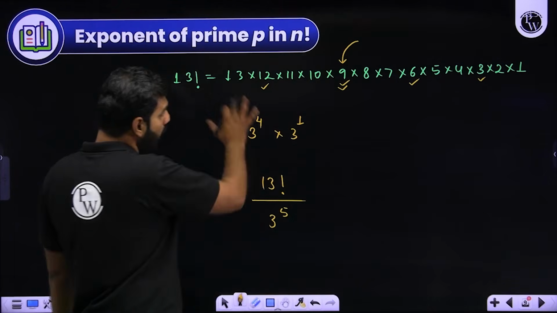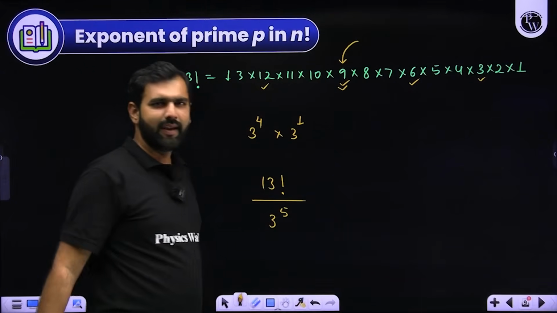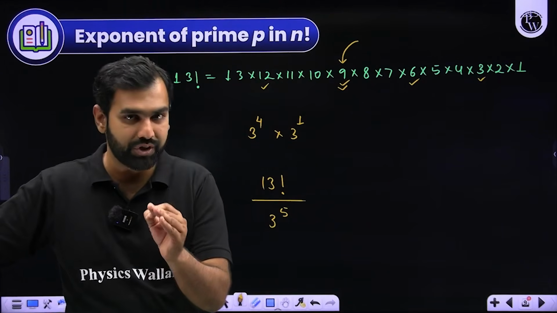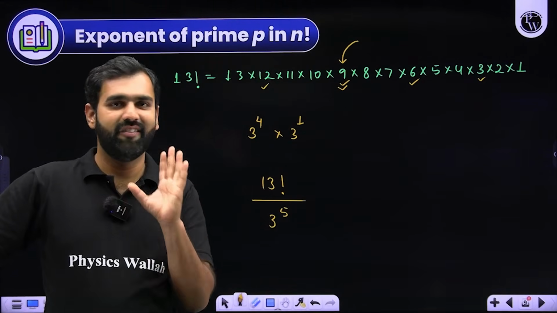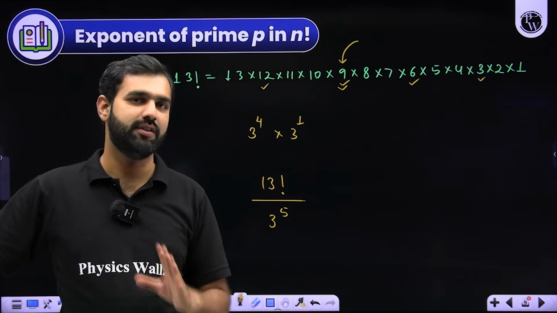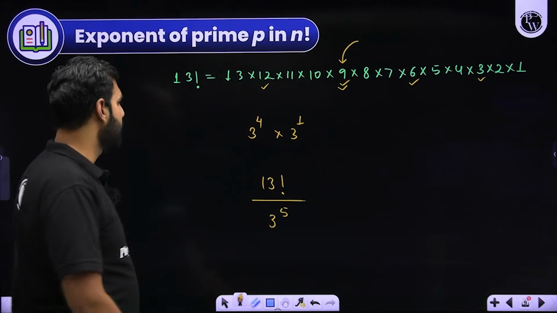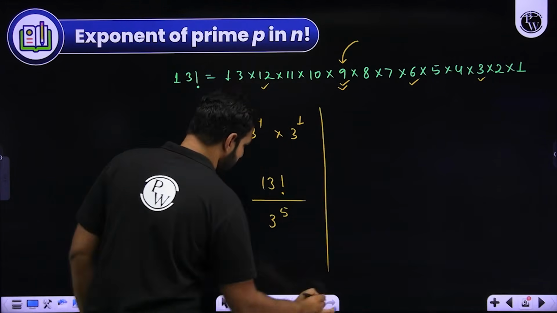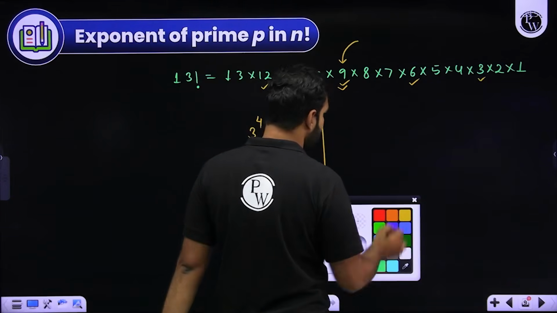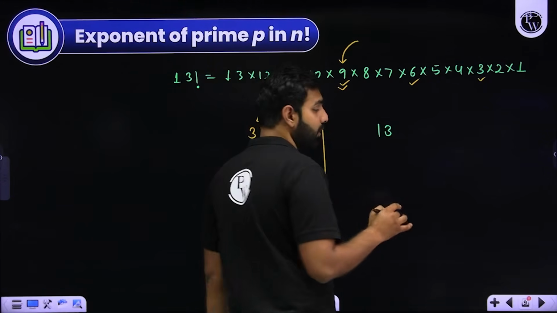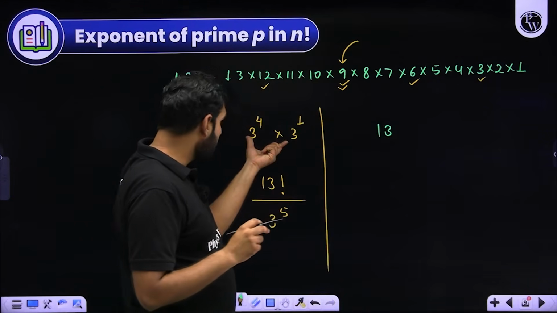But sir, do we always have to calculate it like this? Can there be a shortcut for this? So I'm sharing the shortcut directly. Straight away learn it and apply it whenever such questions are asked in the exam. So what is that shortcut? What is that logic? The shortcut says, let's say I'm asking you the number of threes in 13 factorial.